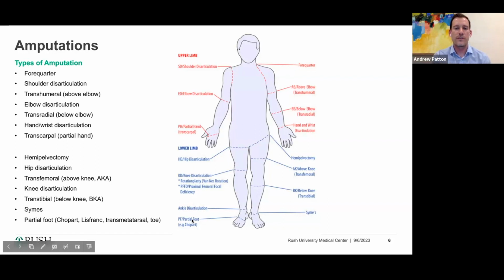And then there's a bunch of different partial foots. So one that they give here is Chopart. I list out, there's a Lisfranc, there's a transmetatarsal. Again, those don't get into the weeds with it. Just know that they can do varying levels of the foot depending on how far up they need to go for source control of an infection or perfusion of the tissue.